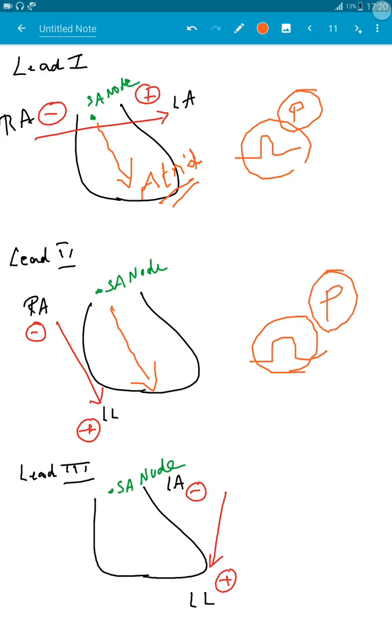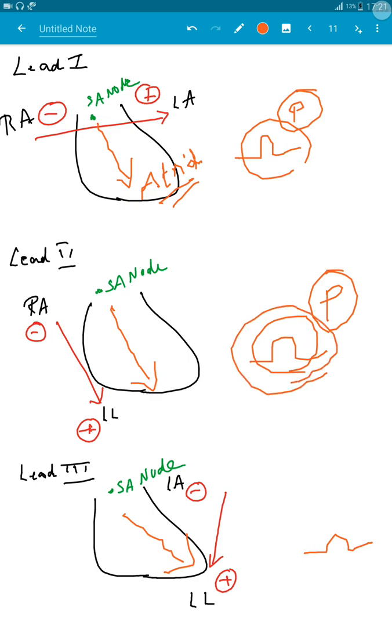Then lead 3. Lead 3 is connecting the left upper limb and left lower limb, and this is the line, and the SA node gets depolarized in this direction. You can see it is also just oblique to it, and there will be some positive deflection. So these are lead 1, lead 2 and lead 3. From this you can understand that in lead 2 there will be maximum deflection in the P wave.